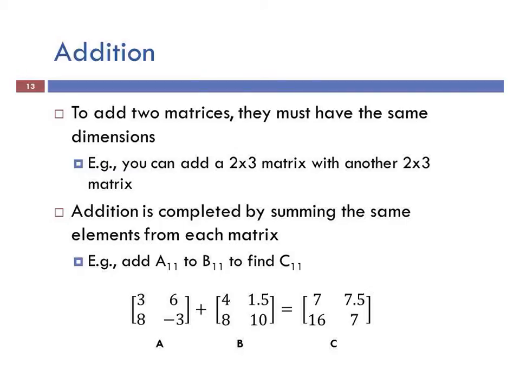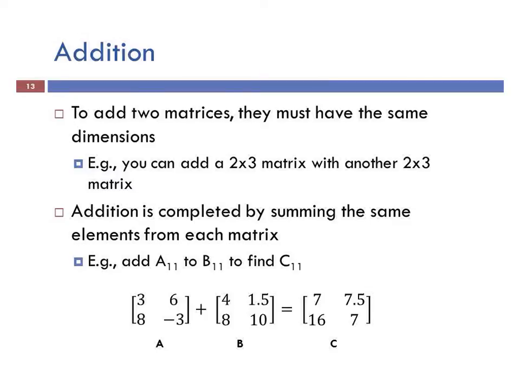So addition is the first one, and to add two matrices, one of the requirements or basic assumptions is that they have to have the same dimensions. So you can add a 2 by 2 matrix with another 2 by 2 matrix, or a 2 by 3 matrix with a 2 by 3, but you can't add a 2 by 2 with a 2 by 4. Addition is done by summing the same elements from each matrix, and it results in the final matrix.